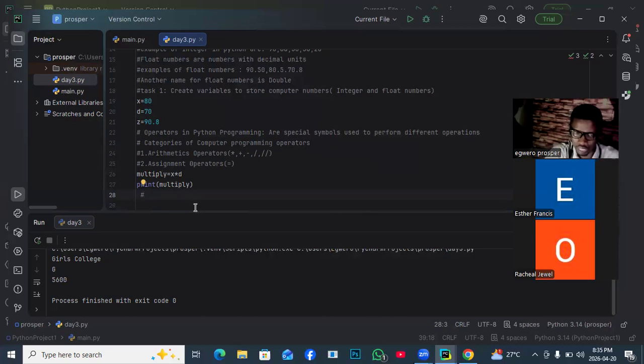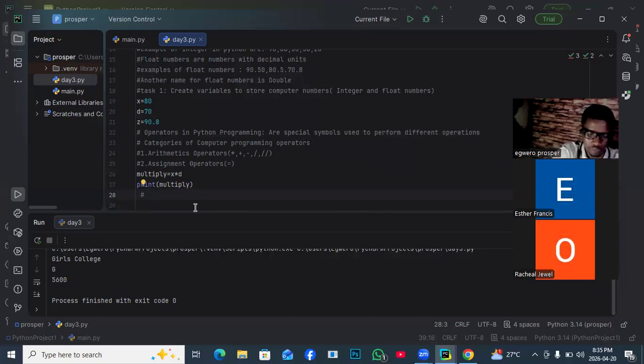Solomon, I hope it's clear. Are we good? Yes, sir. Okay, so I'll perform two more and then allow us to practice it in the class before we proceed.